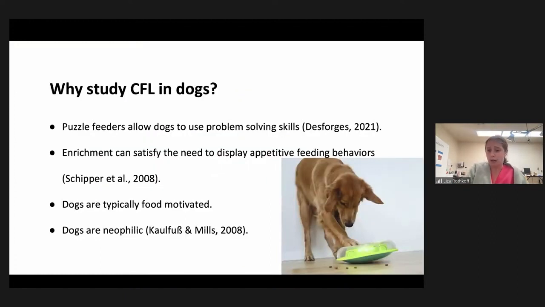It's important to study contra-free loading in dogs because puzzle feeders can allow dogs to use problem-solving skills, which can help them if they are bored or have an active mind. It can help them calm down, and enrichment can satisfy the need to display natural feeding behaviors. Also, dogs are typically food motivated. Although there are individual differences, we were confident that if we gave dogs a food task, they would reliably eat the food. Dogs are also neophilic, meaning that, again, there are individual differences, but dogs as a whole do like new things and new experiences. So we were confident that if we gave the dogs a new feeding setup, they would eat from it.